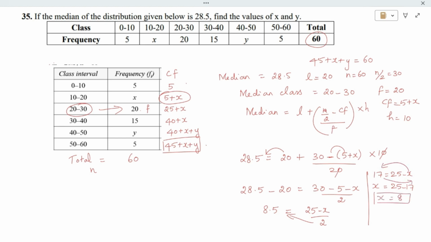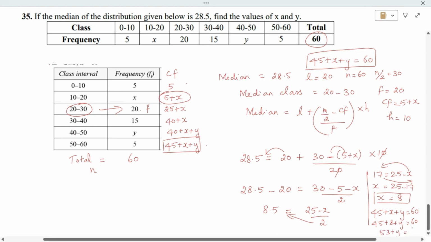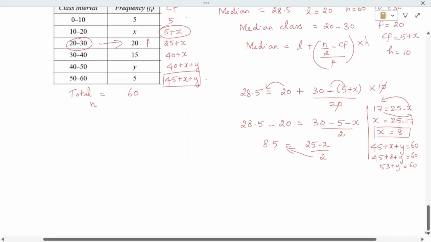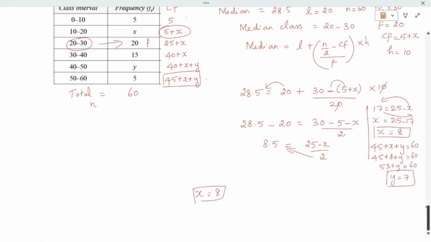So after I get the value of x as 8, I can substitute in the equation 45 plus x plus y is equal to 60. So 45 plus 8 plus y is equal to 60. 53 plus y is equal to 60, which implies y is equal to 7. So I have found the value x is equal to 8 and y is equal to 7.